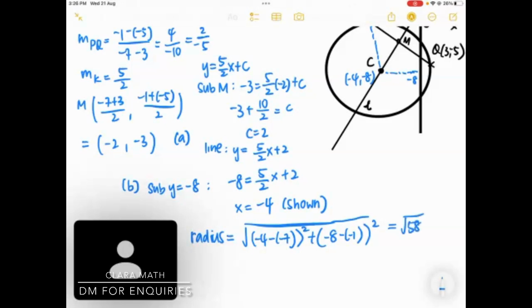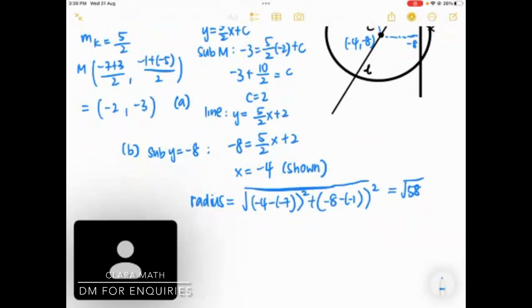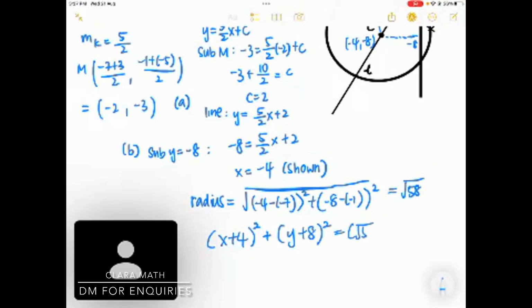Okay, radius. So I got the center, so I can do center. The x value is minus 4, so it will be a plus 4 here. Then plus y value is the minus 8, so I'll do plus 8 here. And then here must be radius square, so that is like square root 58 square. So that will be just 58. Because the square remove the square root.